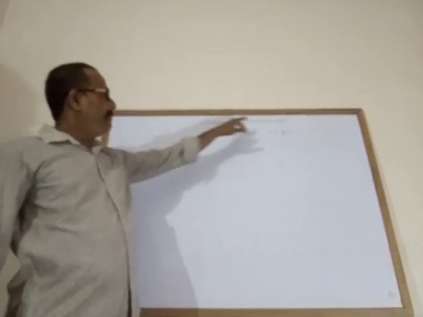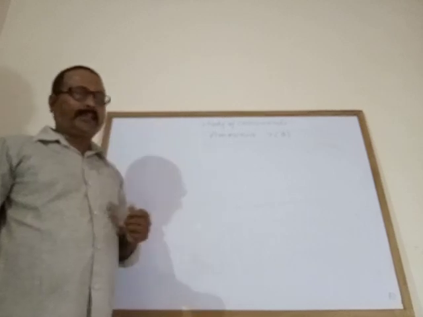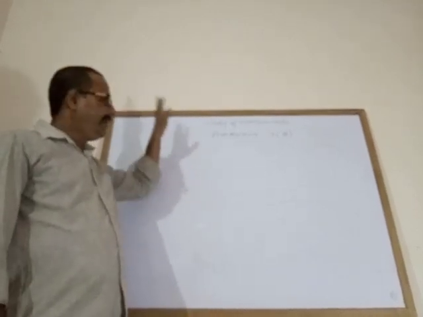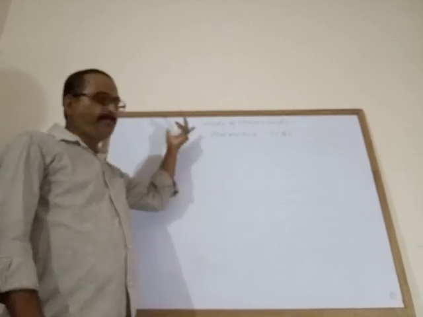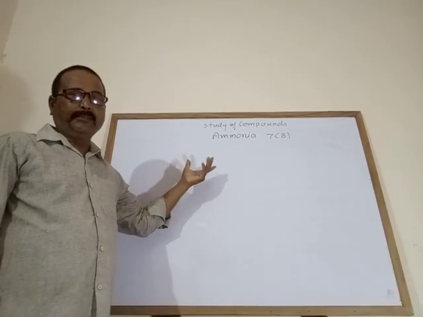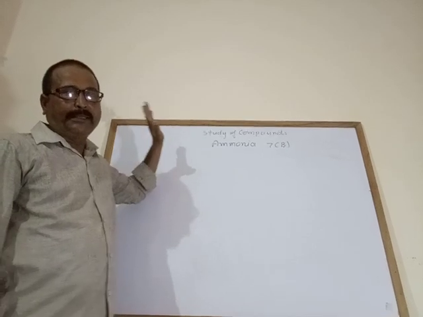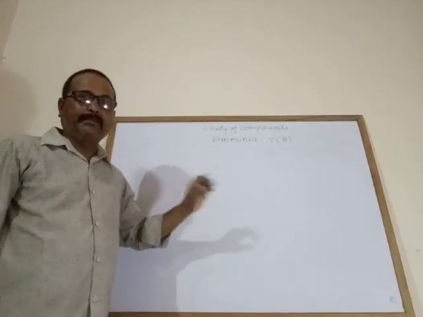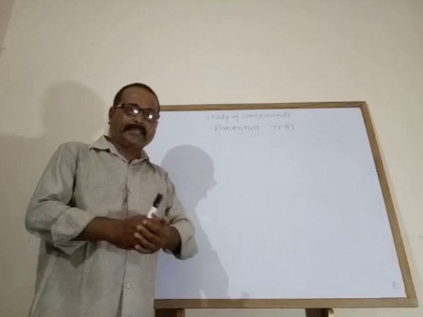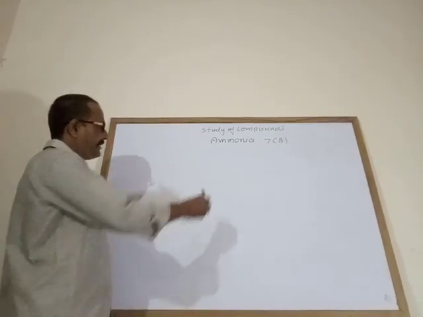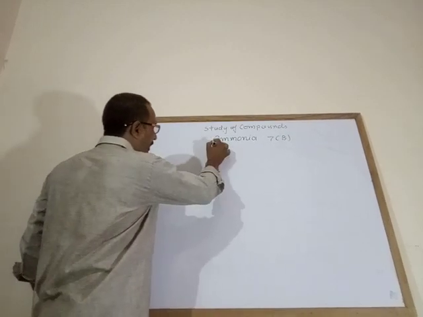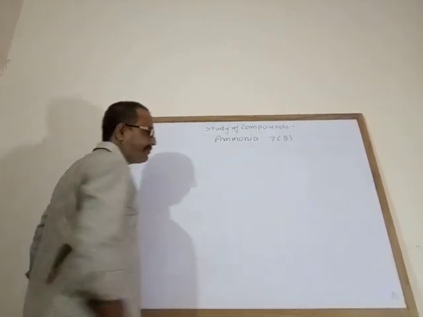In the study of compounds chapter, the seventh chapter, I had already explained hydrogen chloride gas and hydrochloric acid, their general method of preparation, their laboratory method of preparation, their physical and chemical properties, their reactions and their uses. Similarly, I am going to start the next compound, ammonia, 7B.